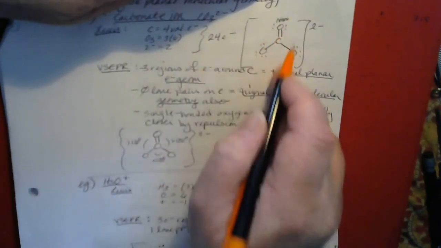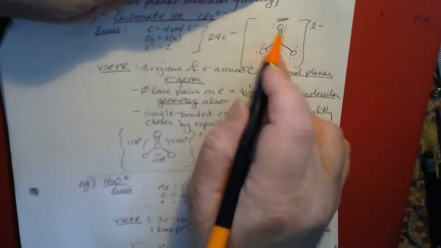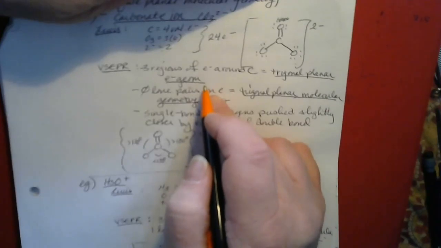For the VSEPR theory, we've got 3 regions of electrons around the central atom. Remember, a double bond counts as 1 region. So that would mean a trigonal planar electron geometry. It's flat and 3-sided, kind of like a Mercedes emblem again. And there are no lone pairs on the central atom, which means the molecular geometry is also trigonal planar.